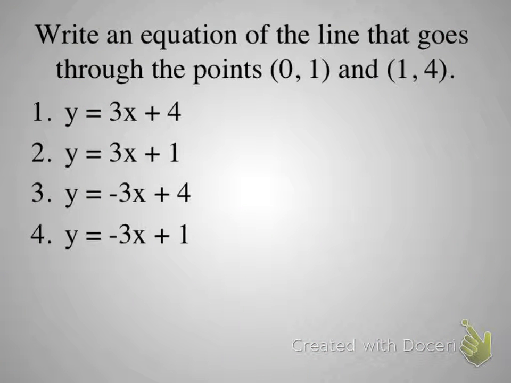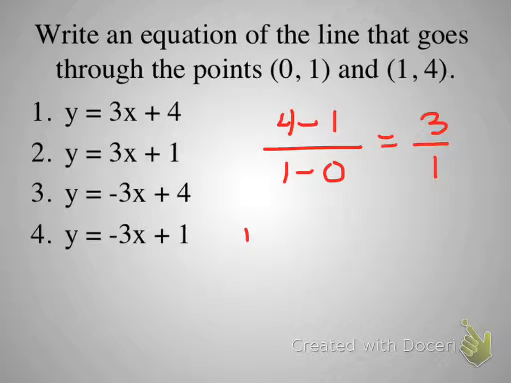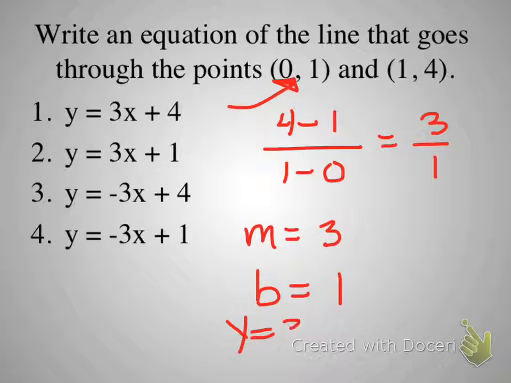All right, let's give this a try. Let's write an equation of the line that goes through the points 0, 1, and 1, 4. To calculate the slope, you could take 4 minus 1 over 1 minus 0, which would be 3 over 1. So if m is equal to 3, how many of you recognized that this is the y-intercept? A positive 1. So y is equal to 3x plus 1.